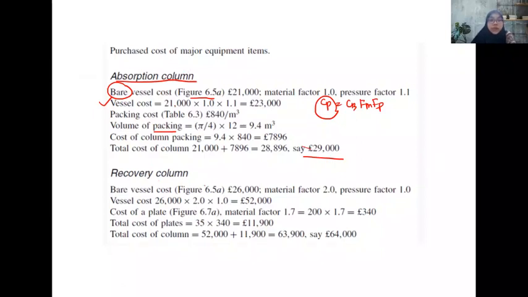How about the recovery column? The method is the same as the absorption column, but it is based on the plate. So you should consider the cost of the plate.